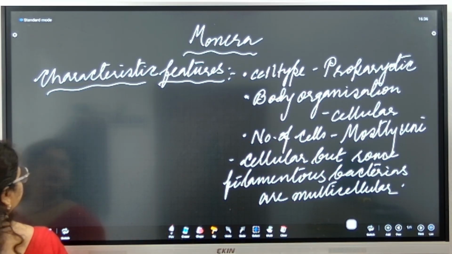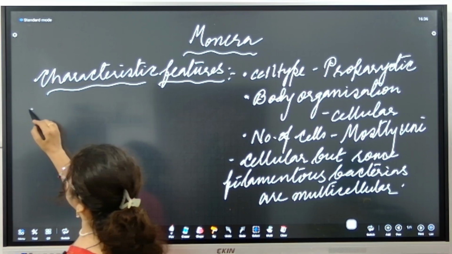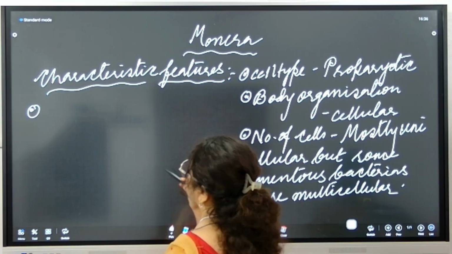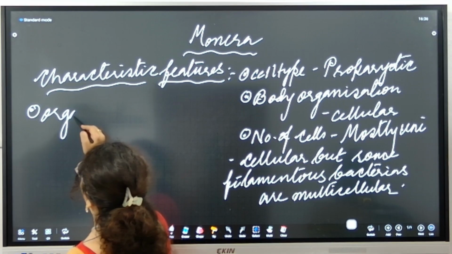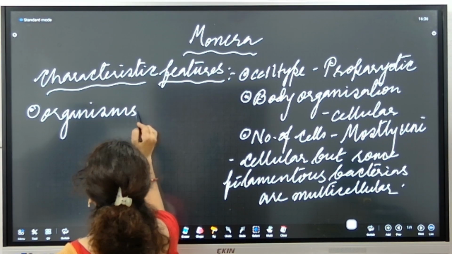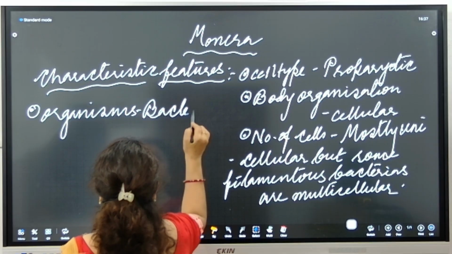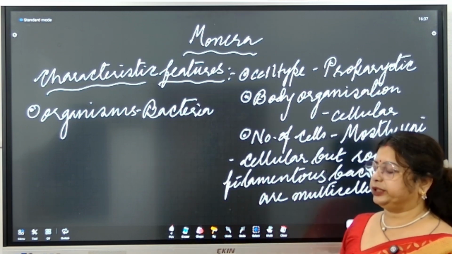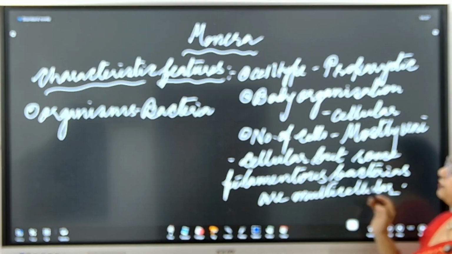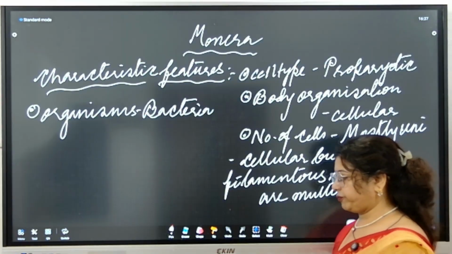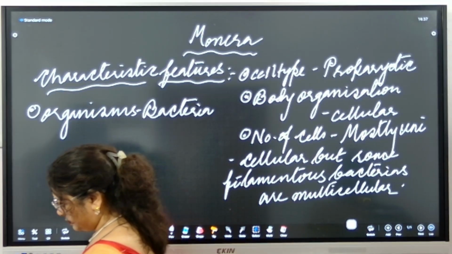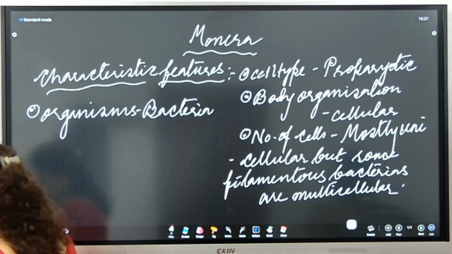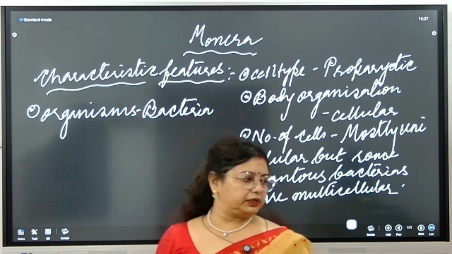Then we will find what the organisms are. Organisms which are found here are the bacteria. Note it down if you are noting down. So these are the general characteristic features of the kingdom Monera. I have given you a little time.